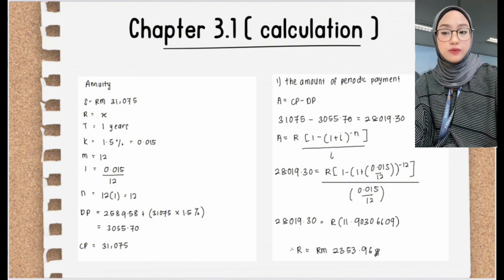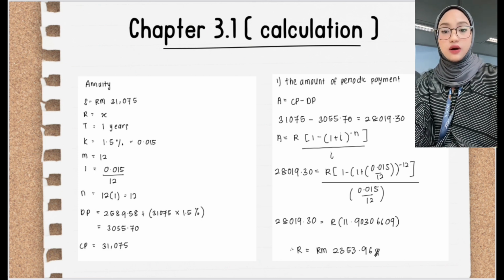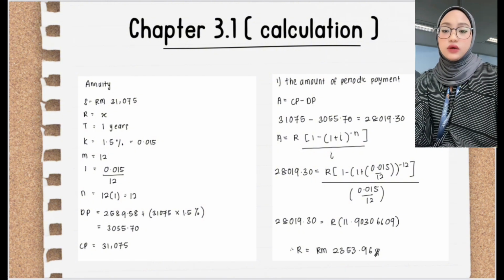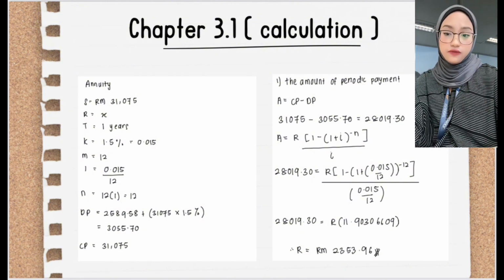Hi, so I'm going to continue the presentation, and I'm going to cover chapter 3, which is 3.1 and 3.2, the calculation and also the schedule. So we'll start with the calculation 3.1. Here's all of the component of annuity. S is the total of loan charge. So S is 31,075 ringgit.